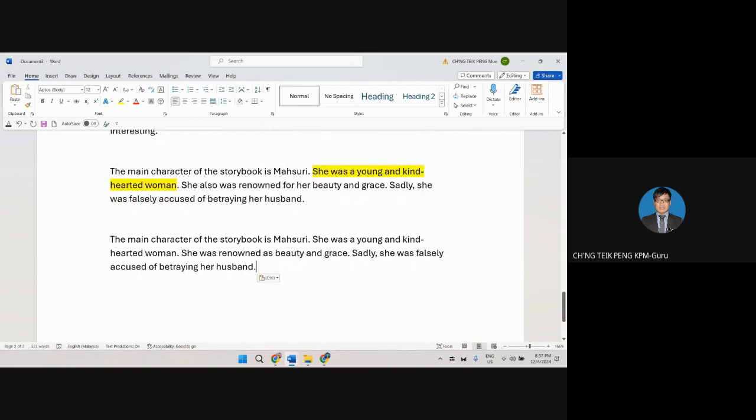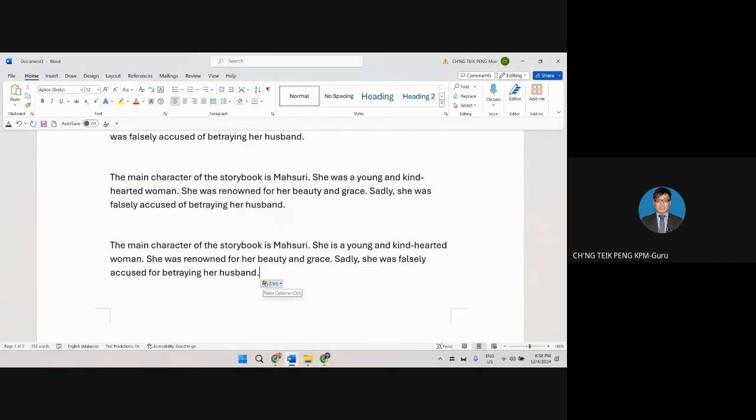Okay, the main character of the book is Masuri. She was a young and kind-hearted woman. She was renowned as beauty and grace. 这里应该用 for 咯，OK？应该用 for her beauty and grace. Sadly, she was falsely accused of betraying her husband. Okay, 剩下的没有问题。And then I'm now reading Kai Yuan's answer.